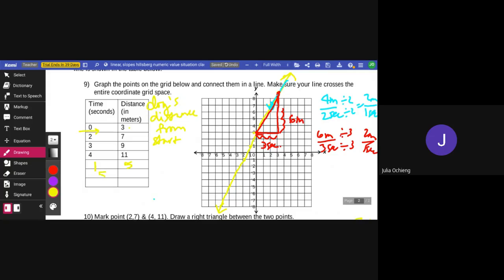At 5 seconds, you should know that it's going to go 2 more from 11, so it's going to be 11 to 13. And at 6 seconds, it's going to go another 2 meters, because it's going 2 meters for every 1 second, so that should be 15 meters.